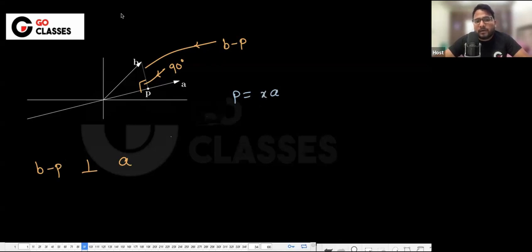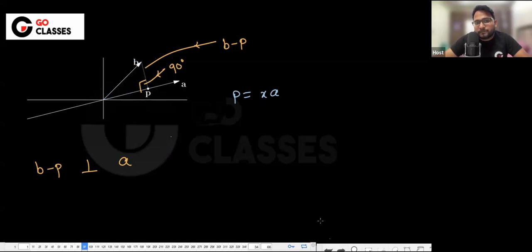Now tell me, till now, is everything fine? Whatever I have written on the slide, is everything fine? Okay, so till now everything is fine, right? So I want to project B on A, and I observe that B minus P is perpendicular to A. This is the observation that you need to make, right? Why B minus P? This is because of the triangular law: this is P, and this vector plus this vector should add up to B, right?